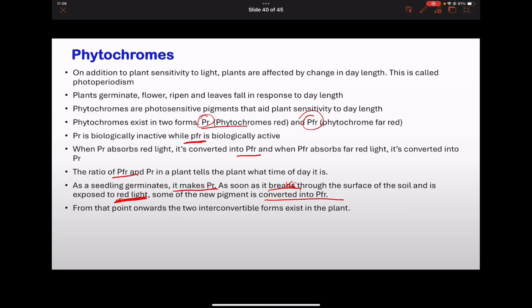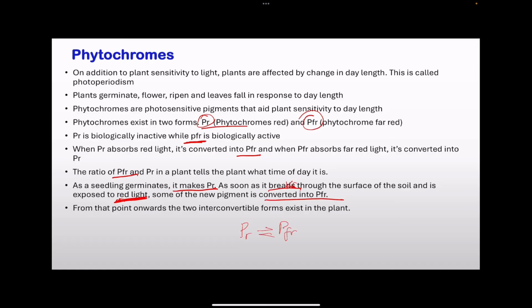So after that, we're going to have both PR and PFR existing in that specific plant. In the dark, PFR is going to be converted to PR very slowly, but PR will not be converted back. Also, PR is the most stable form of the pigment. Like I already said, PFR is biologically active, and it affects plant metabolism, even flowering patterns.